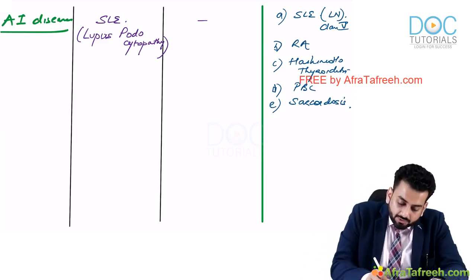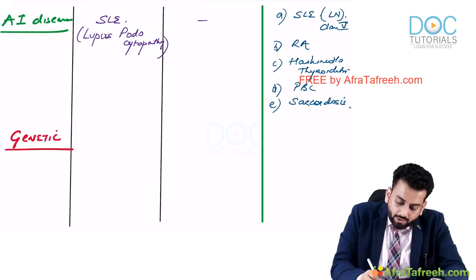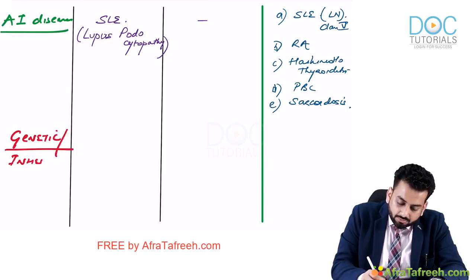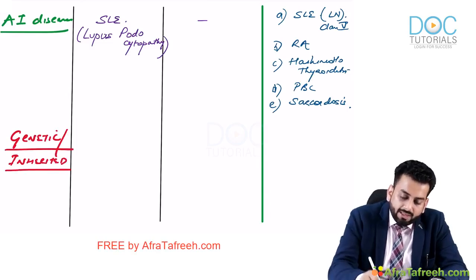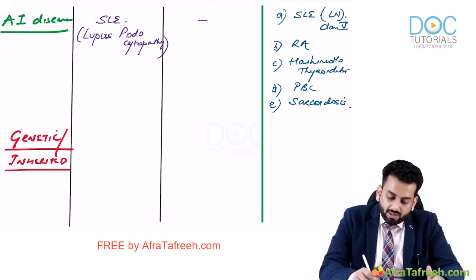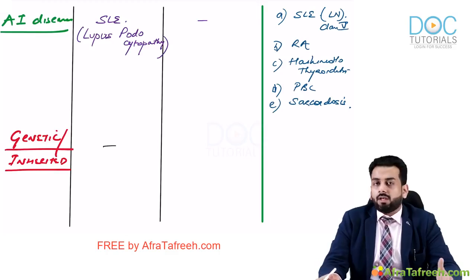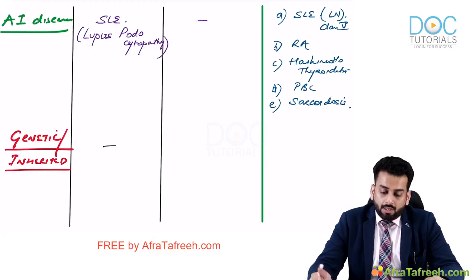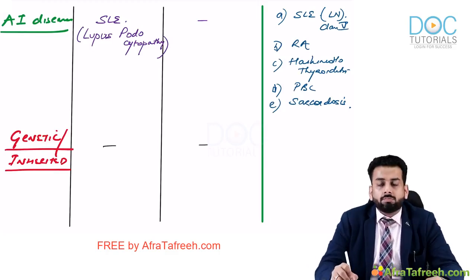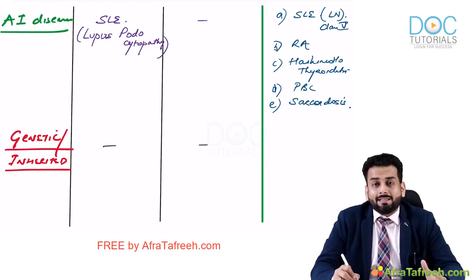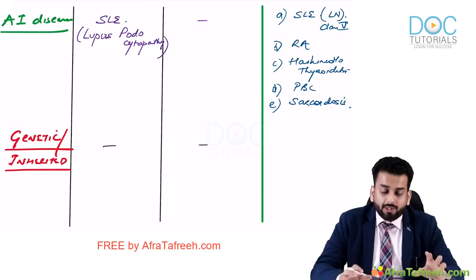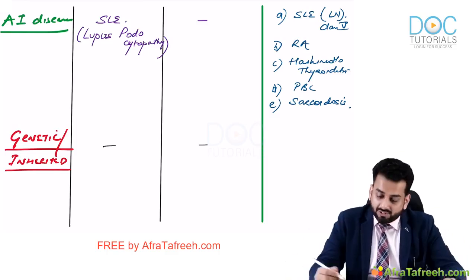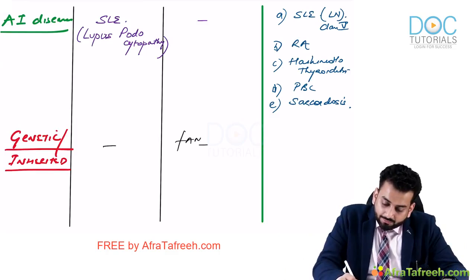Coming to genetic or inherited causes of minimal change disease, there are none, to be very honest, none that important or that can be asked in MCQ. Again, with regard to FSGS, yes, it is very important, with lots of inherited causes of FSGS, which are known as familial podocytopathies.